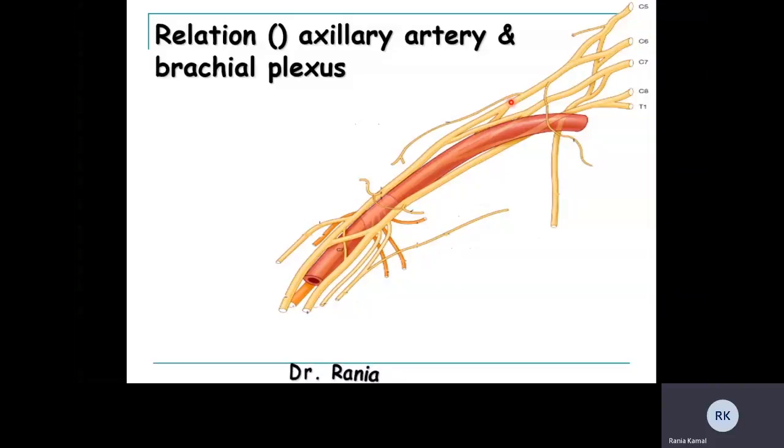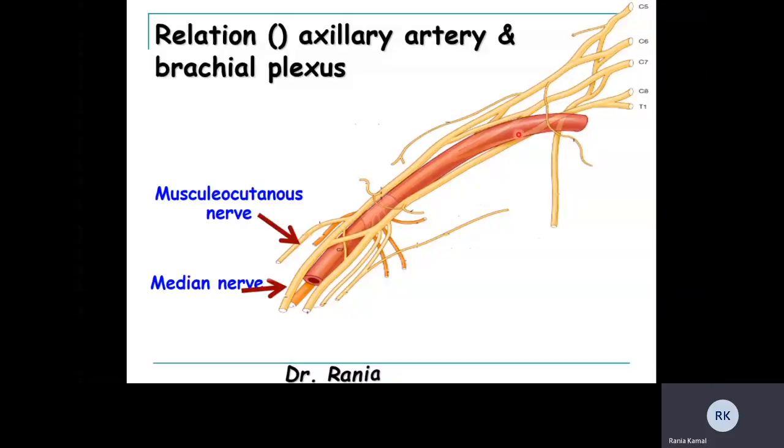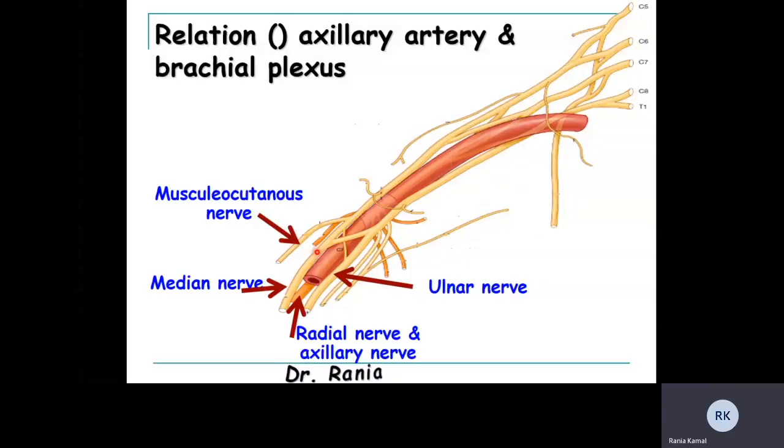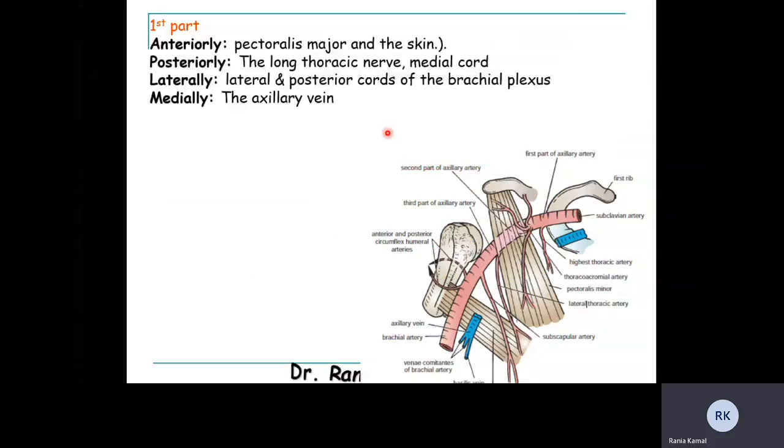Regarding the first part, the lateral cord and the posterior cord run lateral to the artery. However, the medial cord runs medial to the artery. This is the musculocutaneous nerve lateral to the artery, and the median nerve also lateral to the artery. Those are branches of the lateral cord. The ulnar nerve, which is a branch of the medial cord, runs medial to the artery. The radial and the axillary nerves, which are branches of the posterior cord, run posterior to the artery. The median nerve arises by two roots, a lateral root and a medial root, and here the medial root crosses in front of the artery. This is the detailed relation of the axillary artery.